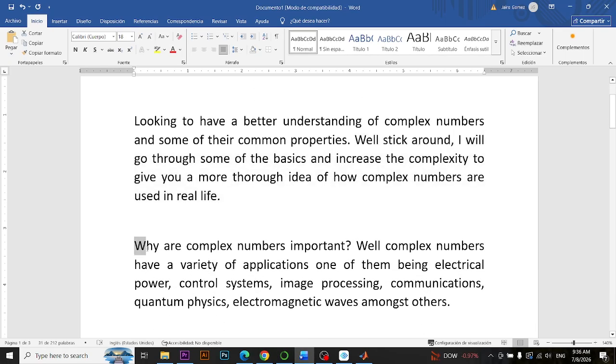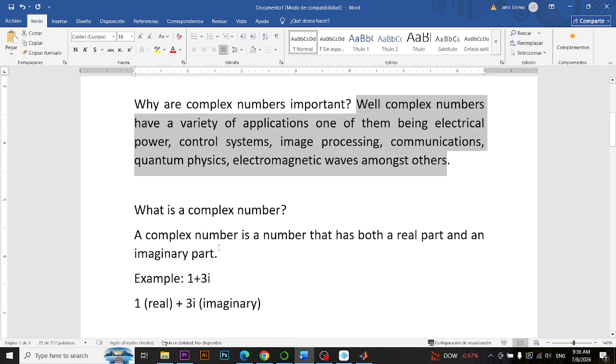So, why are complex numbers important? Well, complex numbers have a variety of applications, one of them being electrical power, control systems, image processing, communications, quantum physics, electromagnetic waves, amongst others.